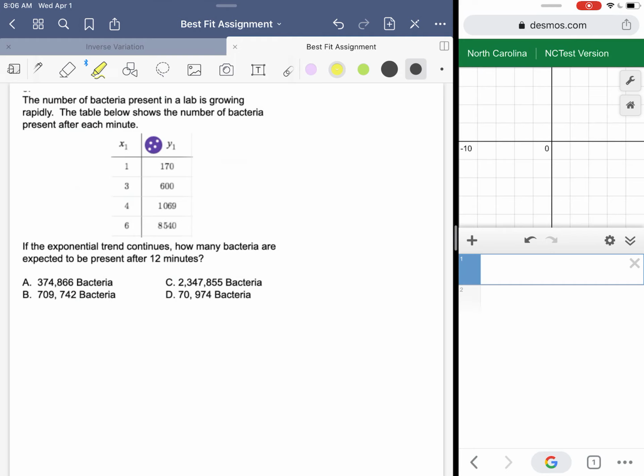All right, let's look at the next one. The next one that was missed was the number of bacteria present in a lab is growing rapidly, and the table shows the number of bacteria after each minute. So first we need to know that X represents the number of minutes and Y represents the number of bacteria.